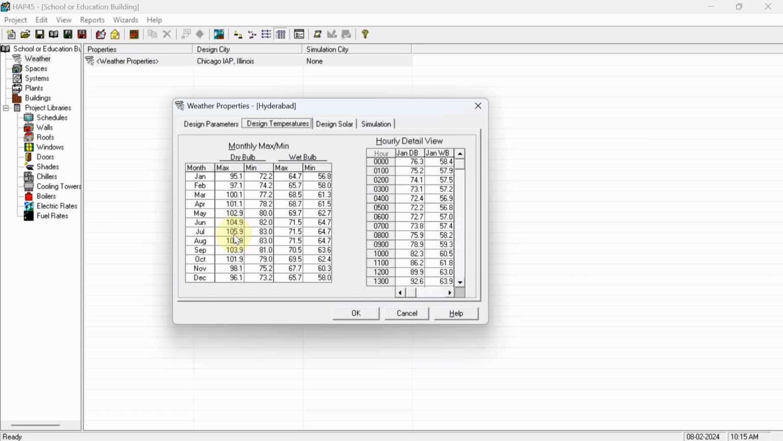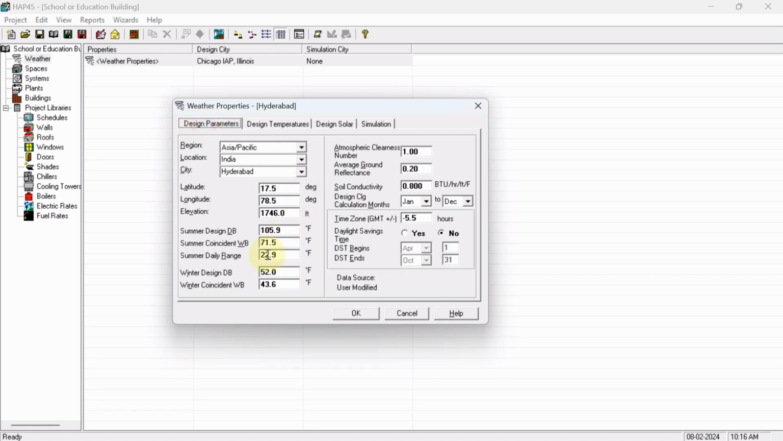See, we have taken the maximum temperature, which is showing in July and August. In those same months, the minimum temperature is showing 83. To find the summer daily range, you have to subtract: 105.9 minus 83. You will get the value 22.9 daily range. So write down 22.9 degree Fahrenheit. Now the next is winter design dB.